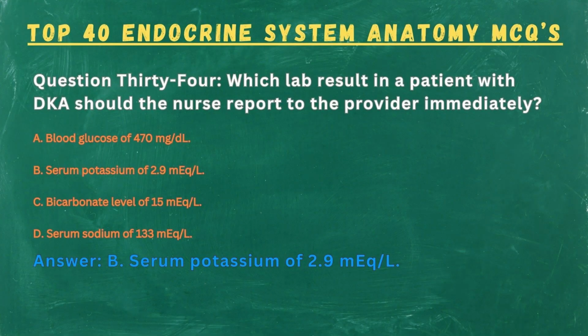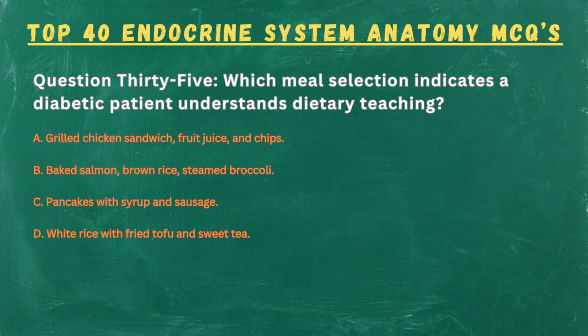Answer: B. Serum potassium of 2.9 milliequivalent/L. Question 35. Which meal selection indicates a diabetic patient understands dietary teaching? A. Grilled chicken sandwich, fruit juice, and chips. B. Baked salmon, brown rice, steamed broccoli. C. Pancakes with syrup and sausage. D. White rice with fried tofu and sweet tea.